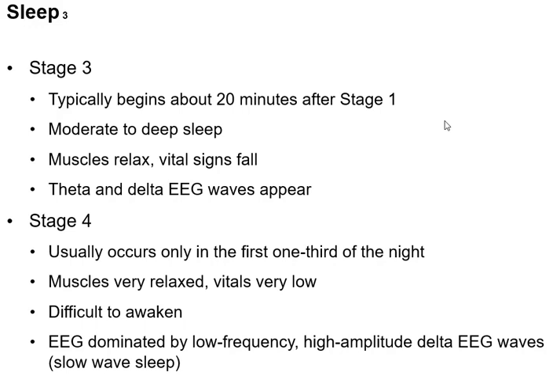About a half hour after you've gone to bed and you're falling asleep, you're actually in moderate to deep sleep. Your vital signs fall, so your blood pressure drops, you're breathing more shallowly, your muscles are relaxed, and if you're hooked up to an EEG, then you can see the theta and the delta waves appearing. And then stage 4, you are so relaxed that it's very, very hard to awaken you. So it's usually the first 1/3 of the night.